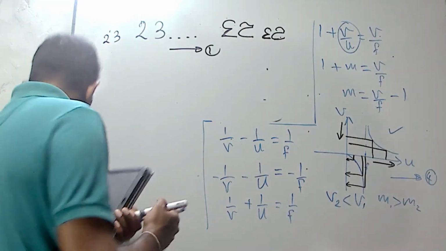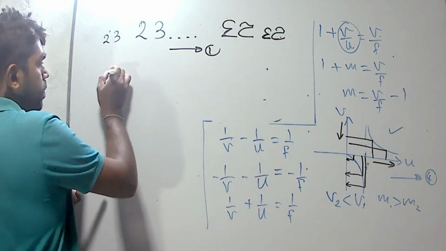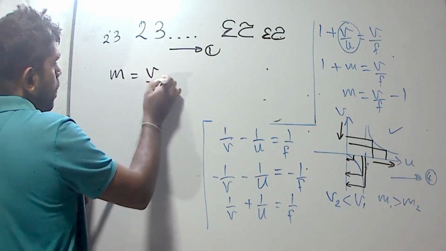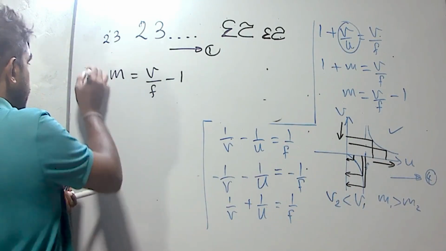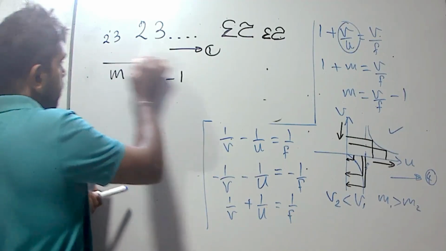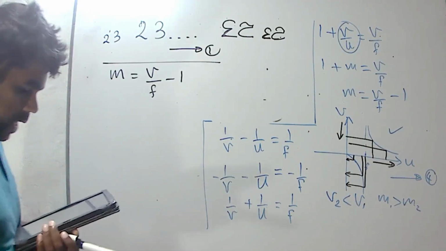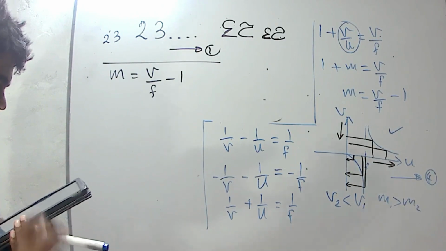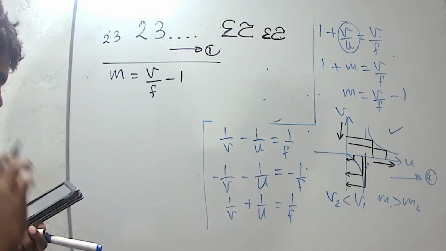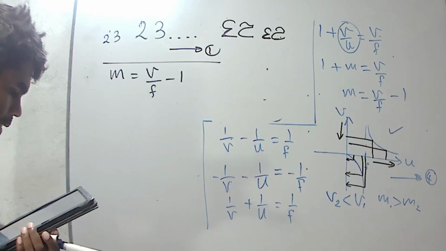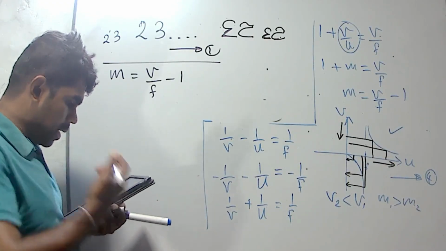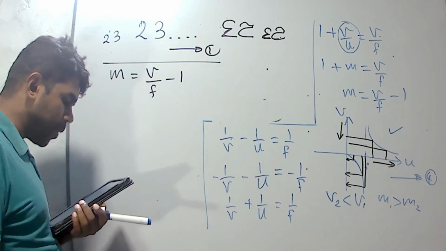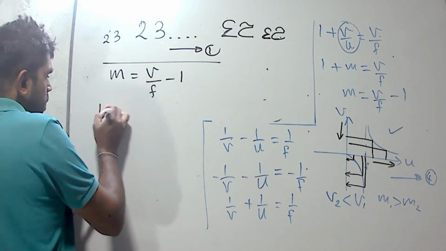We can get linear magnification. M is v over f minus 1. We have obtained in this question. Then linear magnification should be, I will consider the magnification of 30 millimeters size. Then object height is 30 millimeters. Corresponding image height is 1.2 meters.